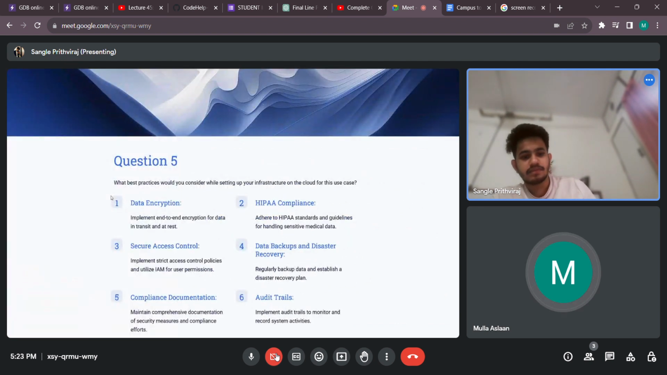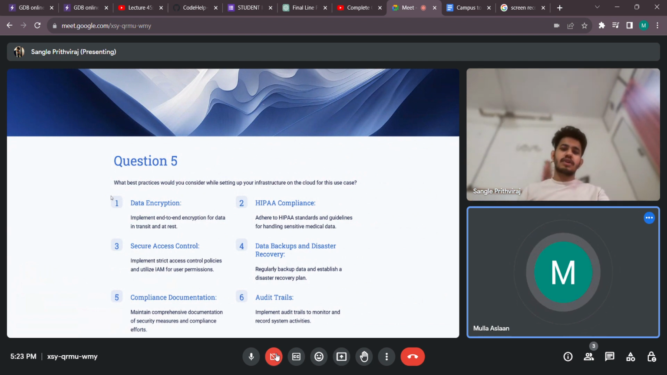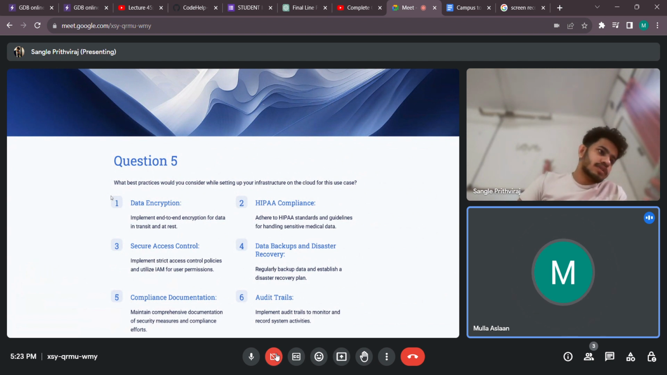Next slide. So, the best practices for cloud infrastructure. Now let's delve into the heart of cloud infrastructure: the best practices that ensure our healthcare solutions operate seamlessly and securely in the cloud.